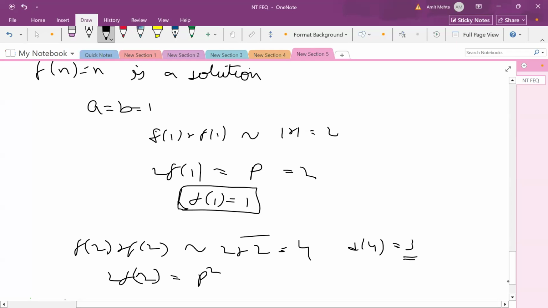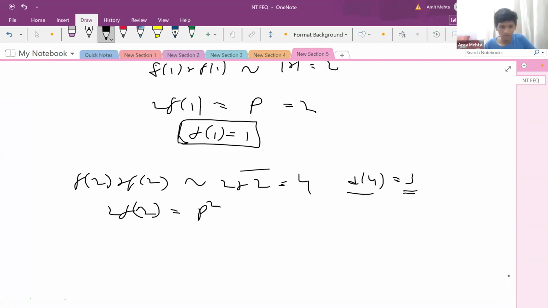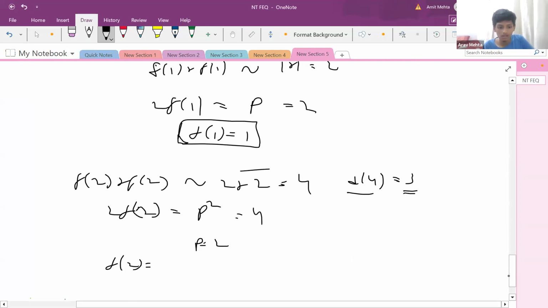So this is how you can try to bound. We want d of 4 to be a prime, d of anything on the RHS to be a prime. So maybe you can think about that. Anyways, 2 divides p square, so p has to be 2. So this has to be 4, so f of 2 is 4 by 2, which is 2.